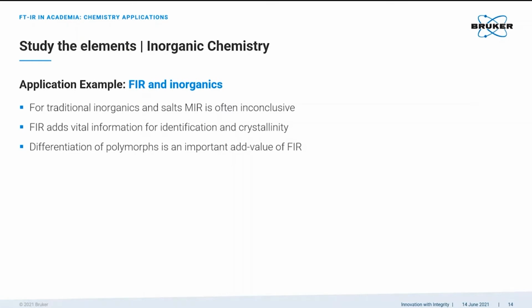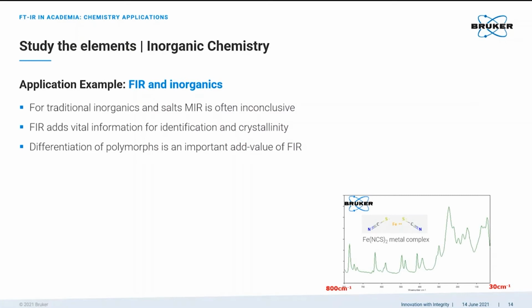Anyhow, for inorganic compounds, the mid-infrared spectral range is often not enough, because vibrations involving heavier atoms or lattice vibrations appear predominantly in the far infrared or terahertz region below 400 wave numbers. In such cases, the far infrared spectrum provides valuable additional information for identification and crystallinity check. The example spectrum has been measured for a heavy metal complex with characteristic vibrations in the far infrared region, which provides supplementary information for identification.